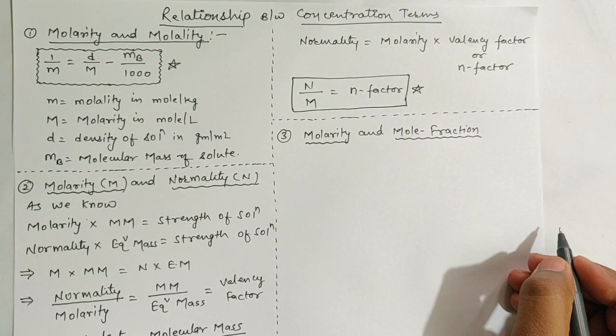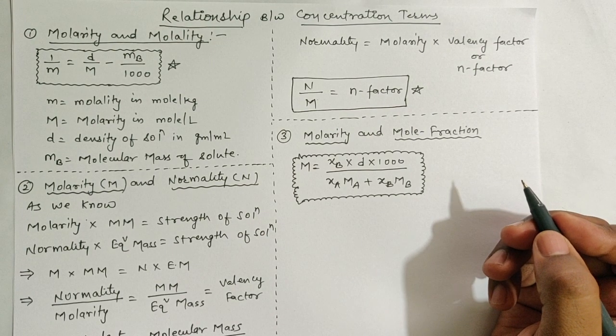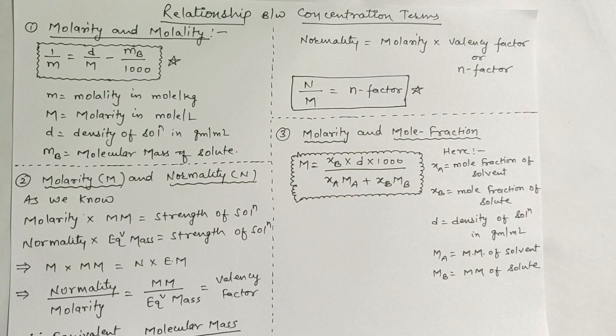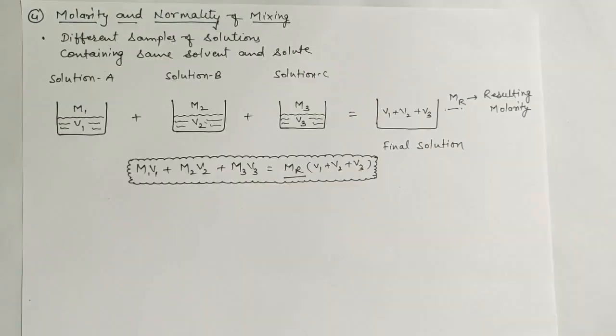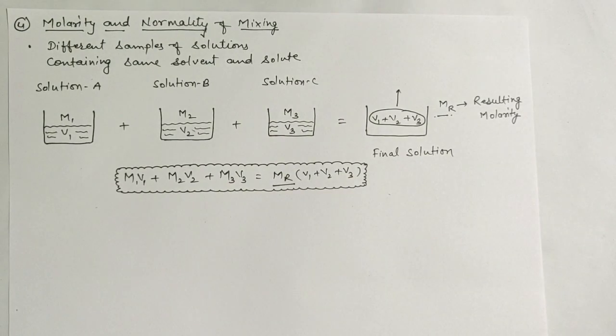Third relationship is between molarity and mole fraction. This is the final result. V1 plus V2 plus V3 is going to be the resulting volume after mixing.